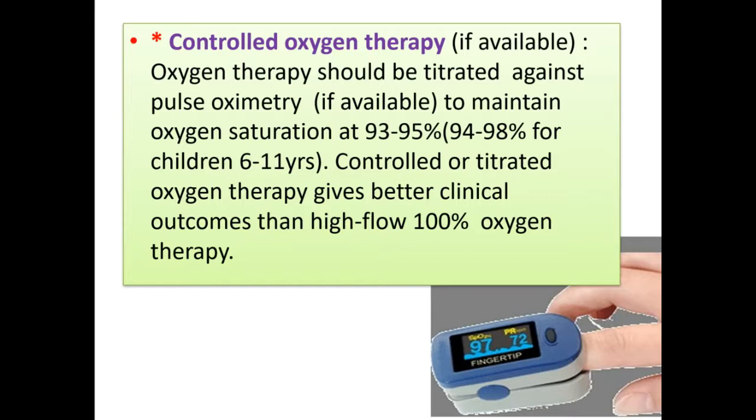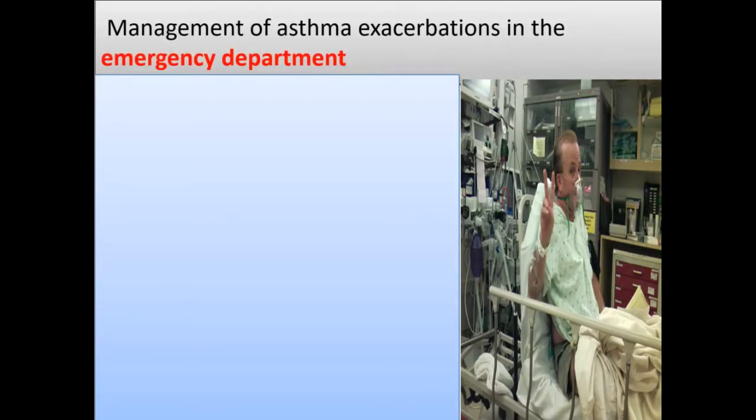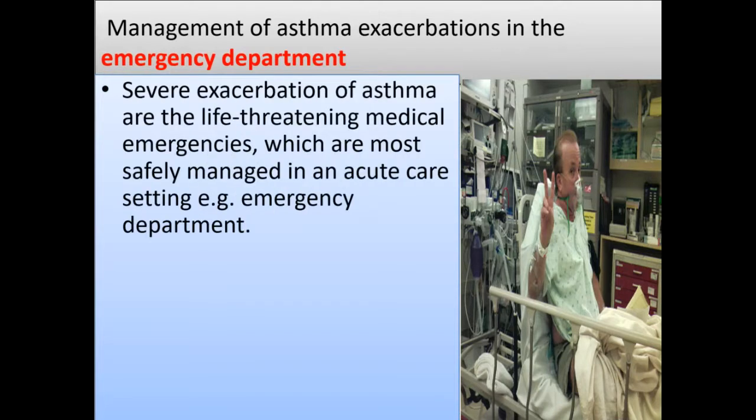Controlled oxygen therapy. If available, oxygen therapy should be titrated against pulse oximetry to maintain oxygen saturation at 93-95%, and 94-98% for children 6-11 years. Controlled or titrated oxygen therapy gives better clinical outcomes than high-flow 100% oxygen therapy. Management of asthma exacerbations in the emergency department.